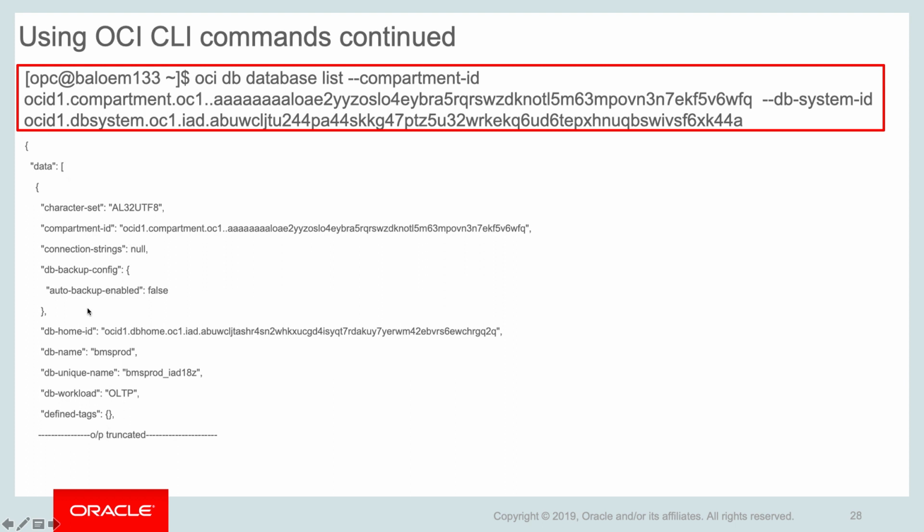So the database name is BMS prod. In this case, it is an OLTP database. There are no backups enabled at this point when I captured this output, and there are the compartment ID, character set, and all of these details. The output is just truncated, but you are able to see all the databases which are there in ExaCS.